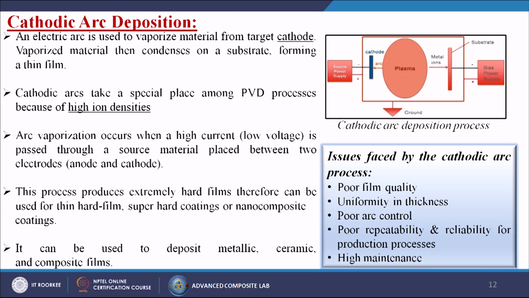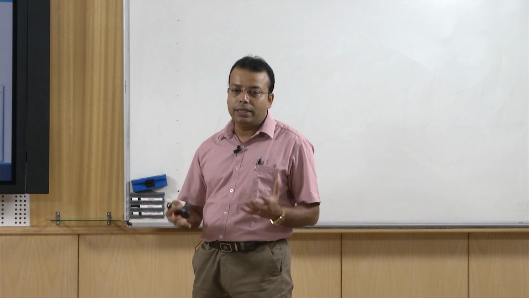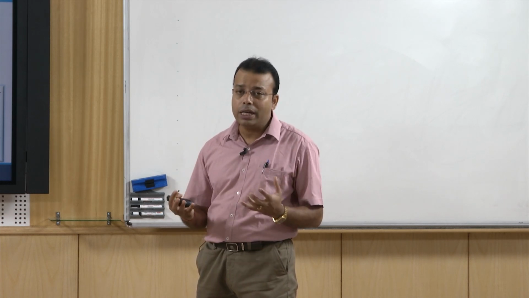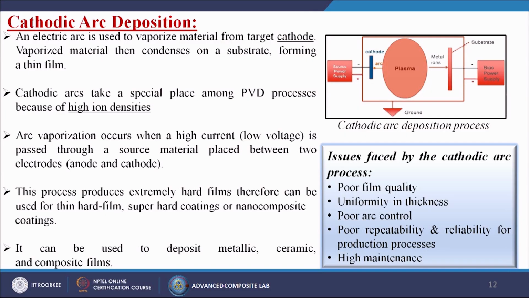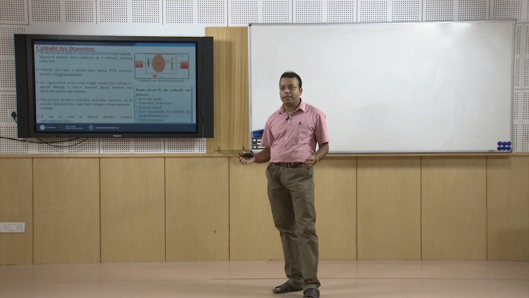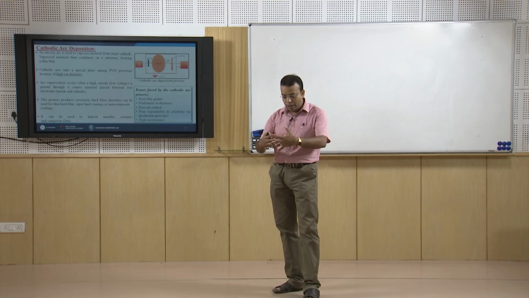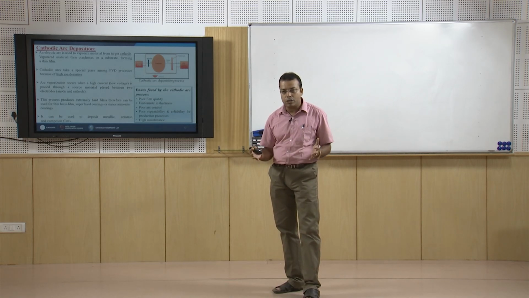Cathodic arc takes a special place among PVD processes because of high ion densities. The technique may match other techniques about 90%, but the density of the ions we get is higher than in the other processes. Arc vaporization occurs when a high current, low voltage is passed through a source material placed between two electrodes, anode and cathode. This process produces extremely hard films, and therefore can be used for thin hard film, super hard coatings or nanocomposite coatings. It can be used to deposit metallic, ceramic and composite films. So, this technique is more versatile than the others. We can use many materials, including hard materials.